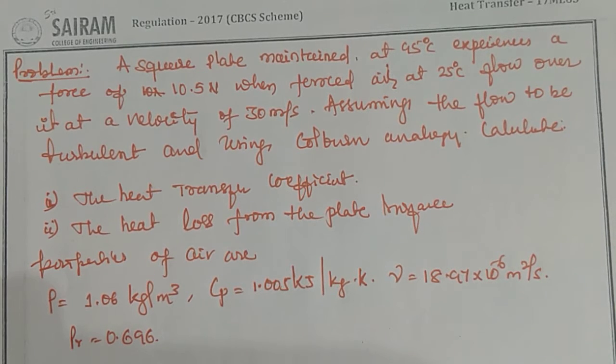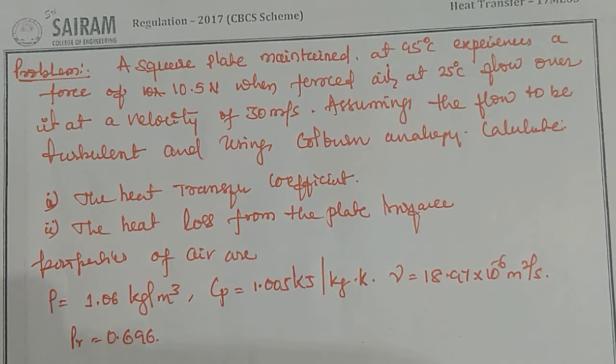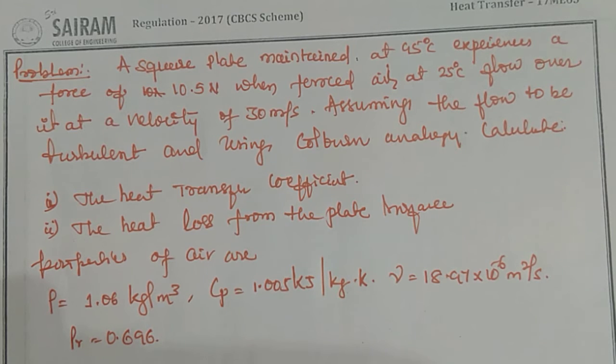The problem is like this: a square plate maintained at 95 degrees centigrade experiences a force of 10.5 Newton when forced air at 25 degrees centigrade flows over it at a velocity of 30 meters per second. Assuming the flow to be turbulent and using the Colburn analogy, calculate first the heat transfer coefficient, and second the heat loss from the plate surface.